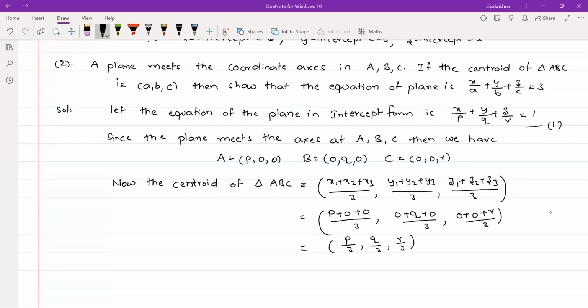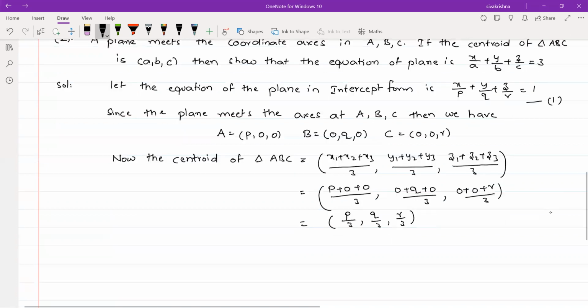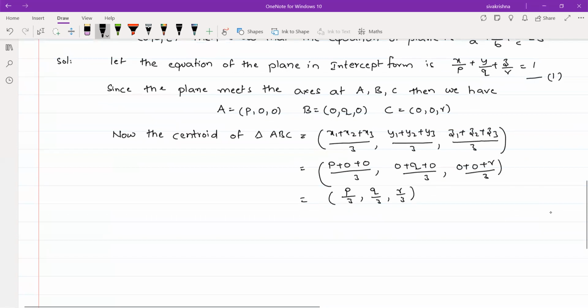But in our problem, it was given that the centroid of triangle ABC is small a comma b comma c. That is the given centroid in the problem, and we found the centroid for the points A, B, C and got another answer, so we have to equate those two answers. So I am equating once again. Given centroid of triangle ABC, we have given that small a comma small b comma small c is the centroid of triangle ABC. It was given in the problem.